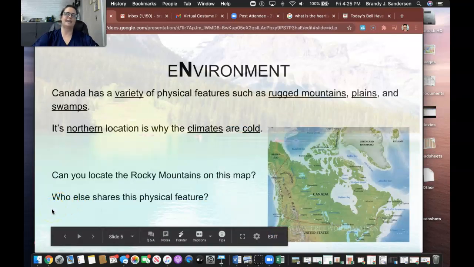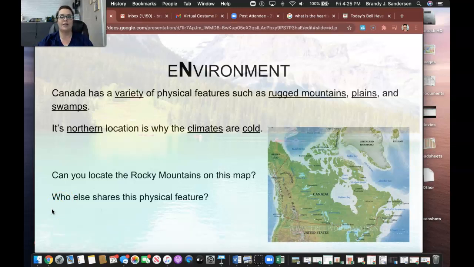So Canada has a variety of physical features that are very similar to the United States. Those are rugged mountains, plains, swamps, and this environment, again, like I said, very similar to the United States. Remember, if you need to pause to fill in any of those words, please pause the video. The climate in Canada is very, very cold. Don't get me wrong, it has some nice summers. It doesn't get as hot as it does here in Texas.